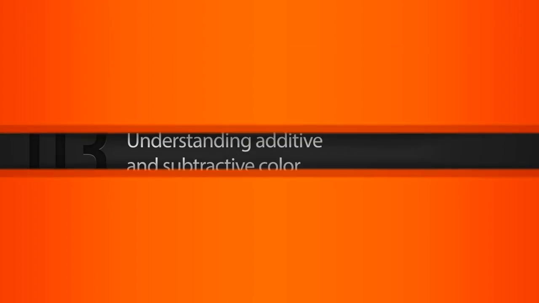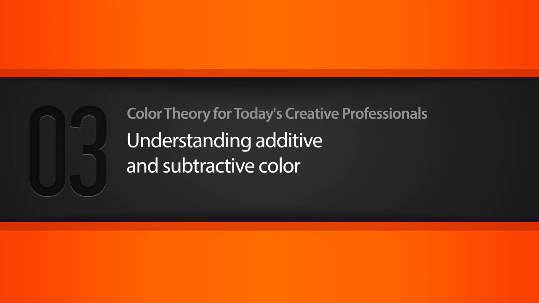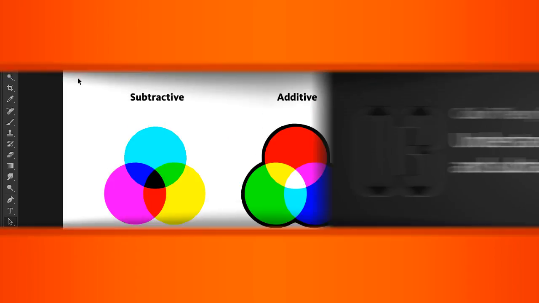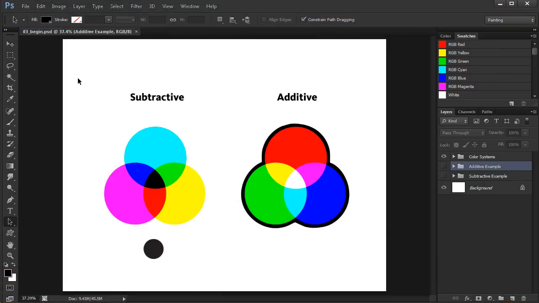In this lesson, we'll learn the difference between additive and subtractive color models and what that means for us as an artist. Okay, so I have the Lesson 3 Begin file open in front of me here, and I wanted to go ahead and have a brief discussion about a couple of different models for mixing color. And you can see here in front of me, they're called subtractive and additive.